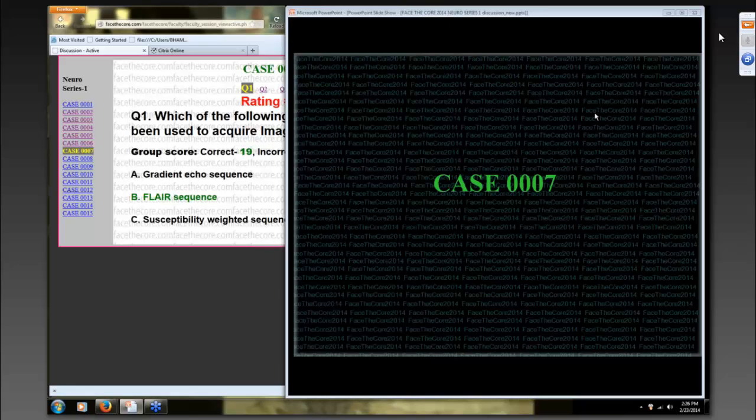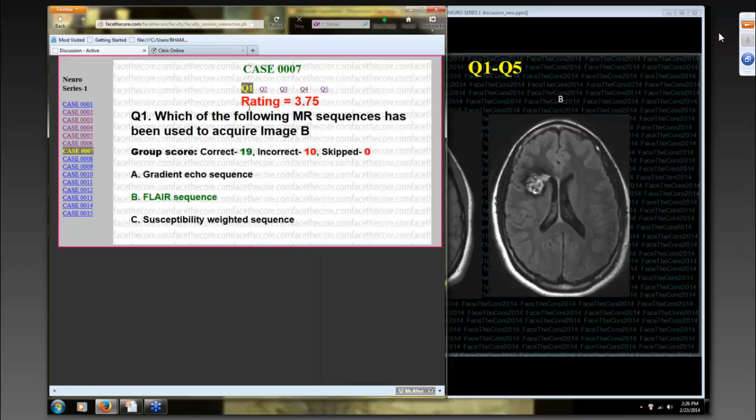Moving on to the seventh case, the first question is, which of the following MR sequences has been used to acquire image B? This is a FLAIR sequence.